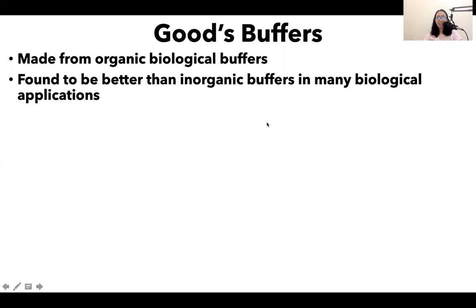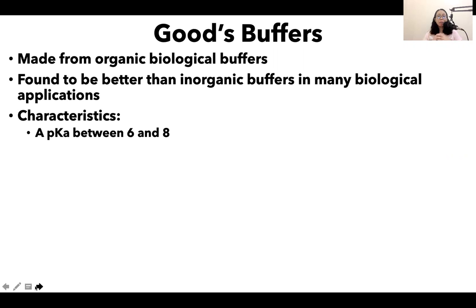Now, the last thing I want to share with you is all about Good's buffers. This is a set of buffers commonly used in biochemical experiments, developed by Norman Good, and these are organic molecules. They are very advantageous over our inorganic weak acids and their conjugate bases because, for one, most of them have a pKa between 6 and 8. And we want that, right?